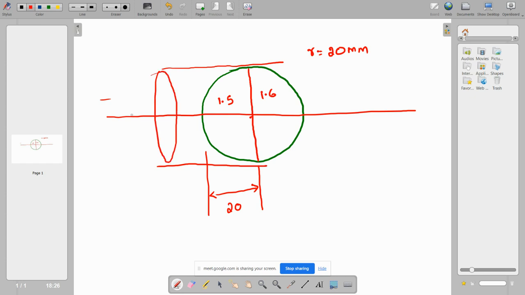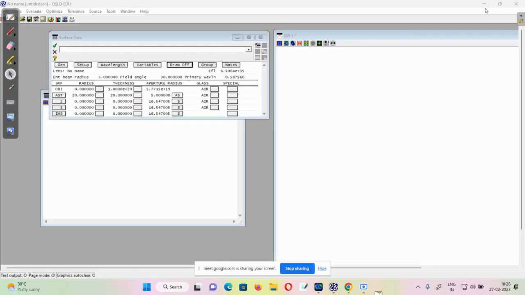Okay, this area, if you consider it a cylinder kind of thing, this is the full aperture. So the radius of the aperture will be how much? The same as the radius of the sphere, na? Yes, that will also be 20. So we'll give 20.